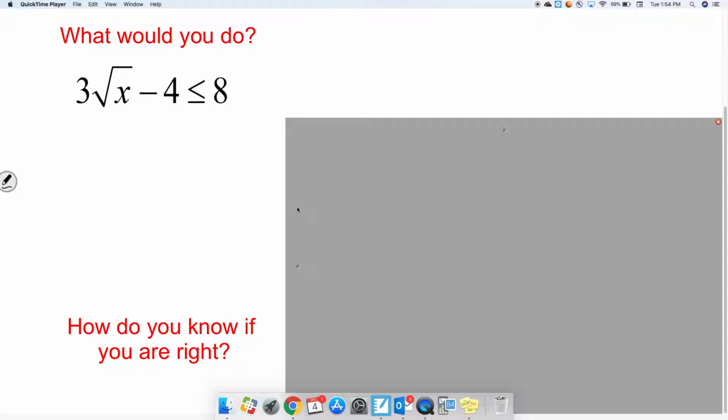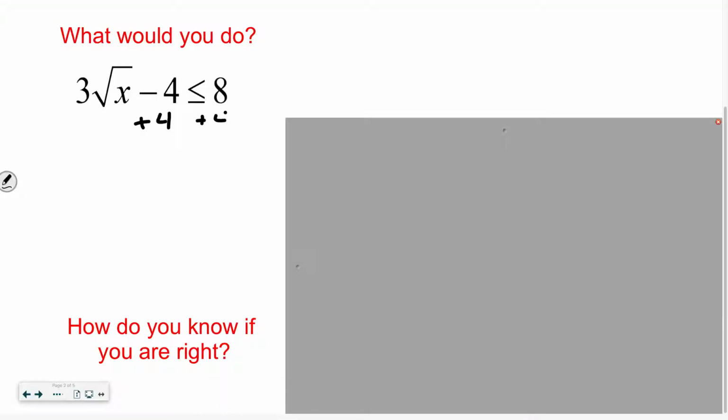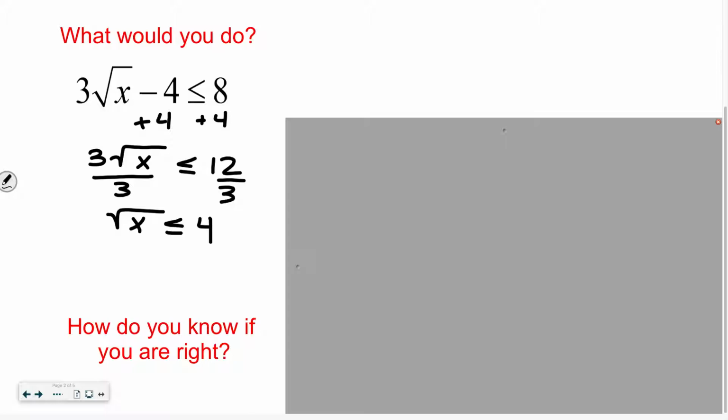Okay, I'm going to interrupt. Here's what I'm seeing from most people as I walk around the room. Listen up. Most people added 4 to both sides, so we got 3 square root x is less than or equal to 12. And then we're going to divide both sides by 3. And at the very beginning, I heard some really good conversations about what students remembered from Algebra 1. Like if I multiply or divide by a negative number, the sign will switch. But in this case, I'm dividing by a positive 3, so do I have to flip my inequality sign?